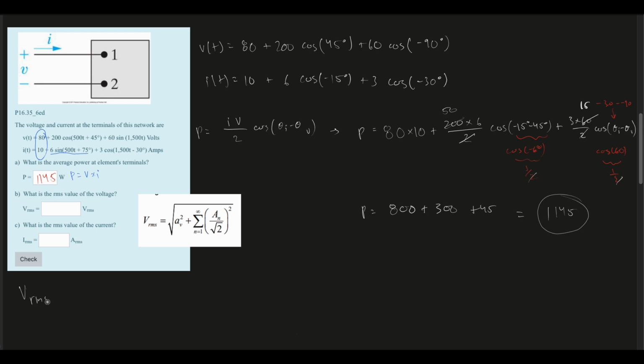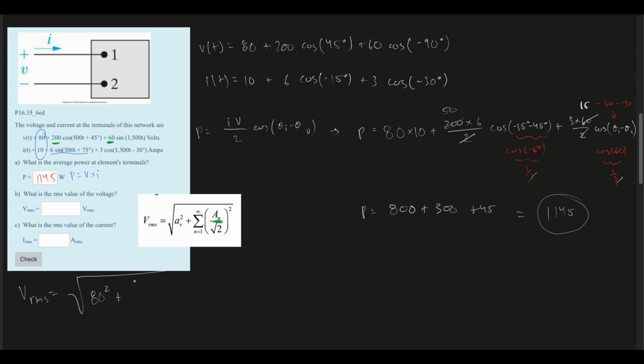Our VRMS is equal to the square root. So we're not explicitly given our AVs and our ANs and stuff, but our AV is going to be what we have out here. We're going to have the 80 just squared plus the summation of the rest of the stuff. And our A of n is basically going to be these values. So this value and this value, and they get plugged in here.